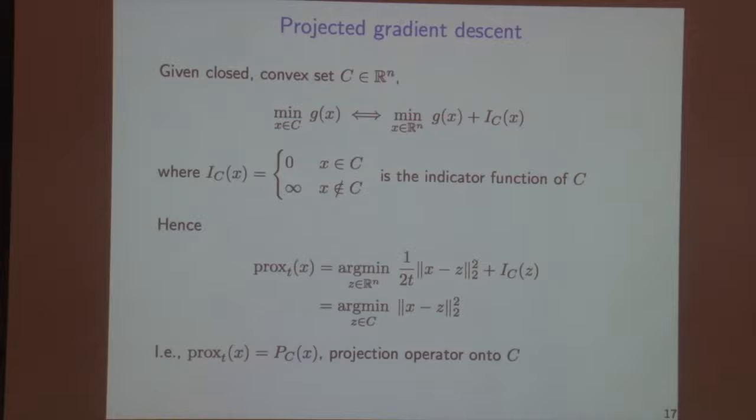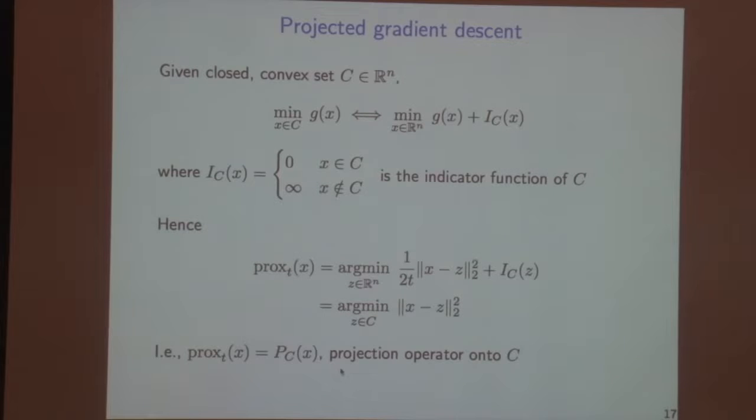For the same reason. If I ask you to minimize this L2 squared distance between x and z divided by 2t plus the indicator function of z being in C, then all I'm going to do is try to find the point in C that's closest to x. This is going to be infinity outside of C, and it's going to be 0 inside of C. So it's really just the projection operator onto C, something that we've seen before.